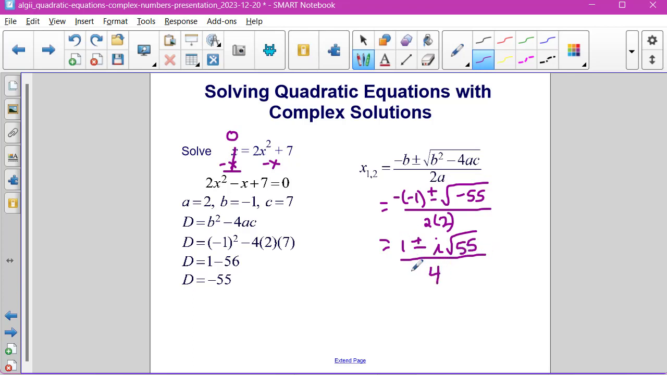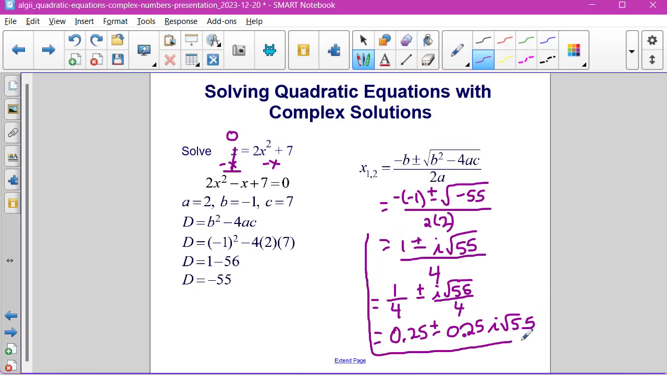You could leave your answer in this form. You could also elect to split it up into two terms, 1/4 plus or minus i times the square root of 55 over 4, and you could also rewrite these as decimal values. So you could have 25/100 plus or minus 25/100 i times the square root of 55. Any of these last three answers would be acceptable.